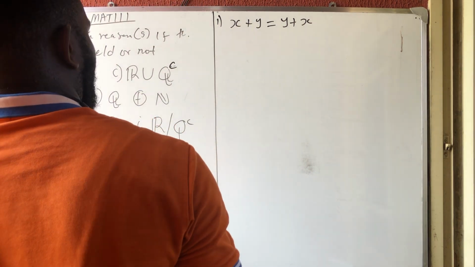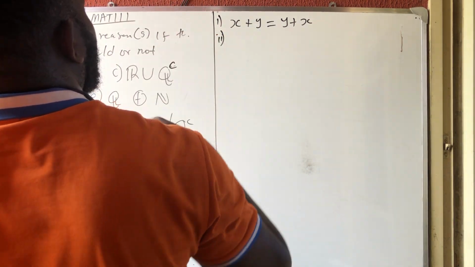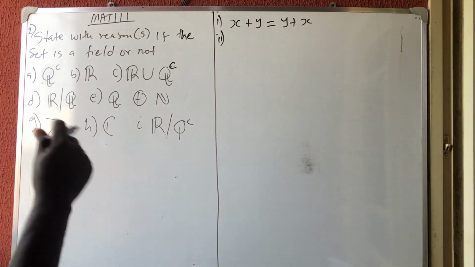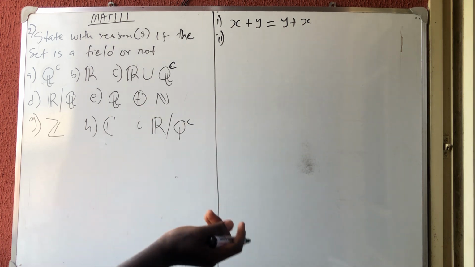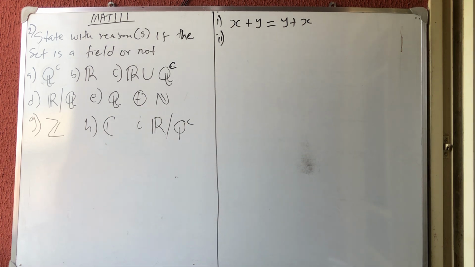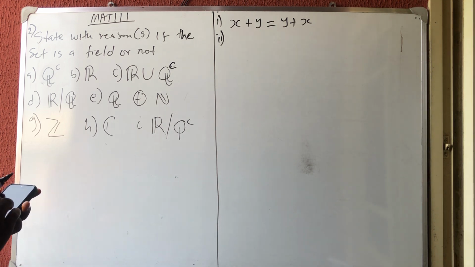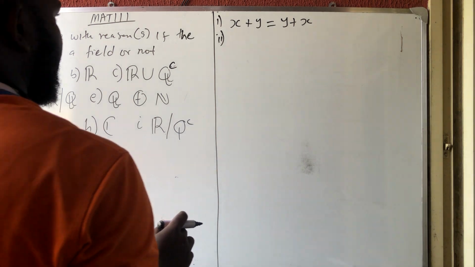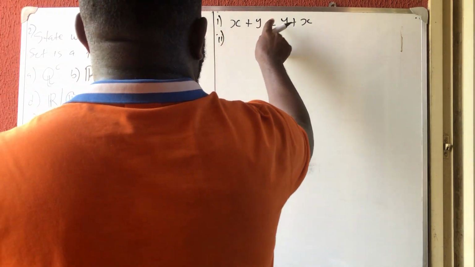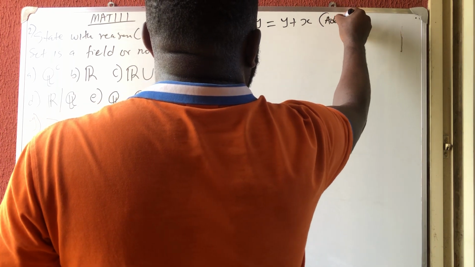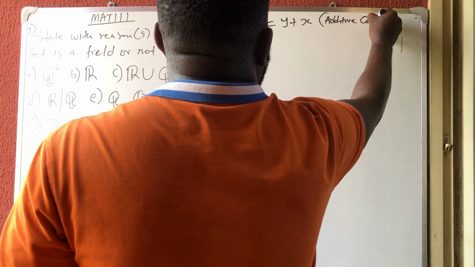Okay, so for something to be a field, it must pass the properties of addition and multiplication. It must pass the properties of addition and multiplication for you to conclude that it is a field. So the properties are x plus y and y plus x. That is called additive commutative.